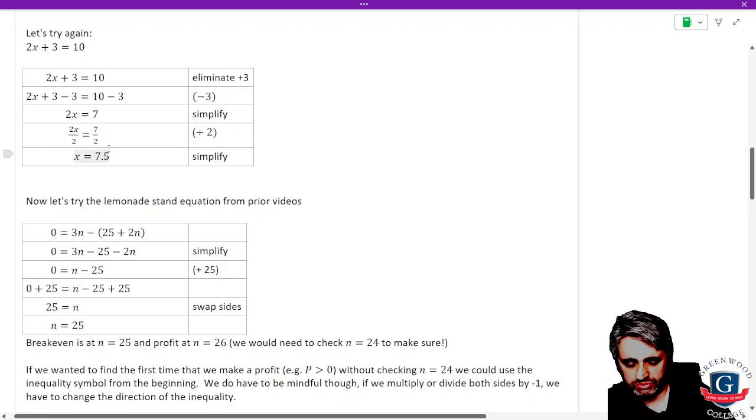And that will be 3.5. Always good to check your solutions. Okay, so then we're going to end up with 2x equals 7. Divide both sides by 2 to eliminate this 2 here. I should probably write that in here.